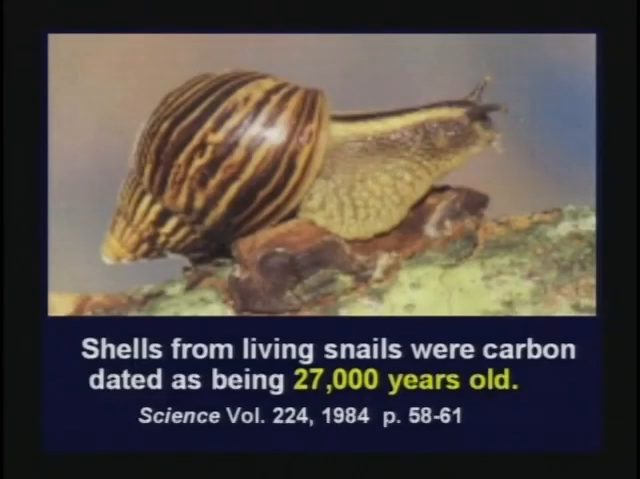Now, I've got all these in chronological order. It never gets better. 1984, living snails carbon dated 27,000 years old. 1992, 2 mammoths found side by side. They carbon date them. One is 22,000, the other is 16,000. Which one's right? Or are both of them wrong? Or are both of them right? There is no possible way to tell.